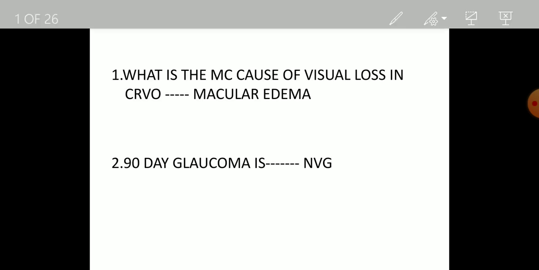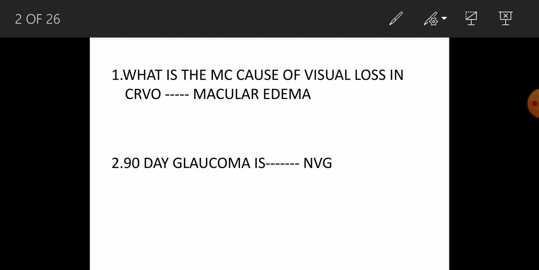Today we are going to discuss 50 most important one-liners in ophthalmology. So let's start. What is the most common cause of visual loss in central retinal vein occlusion? It is macular edema. 90-day glaucoma is also called neovascular glaucoma.